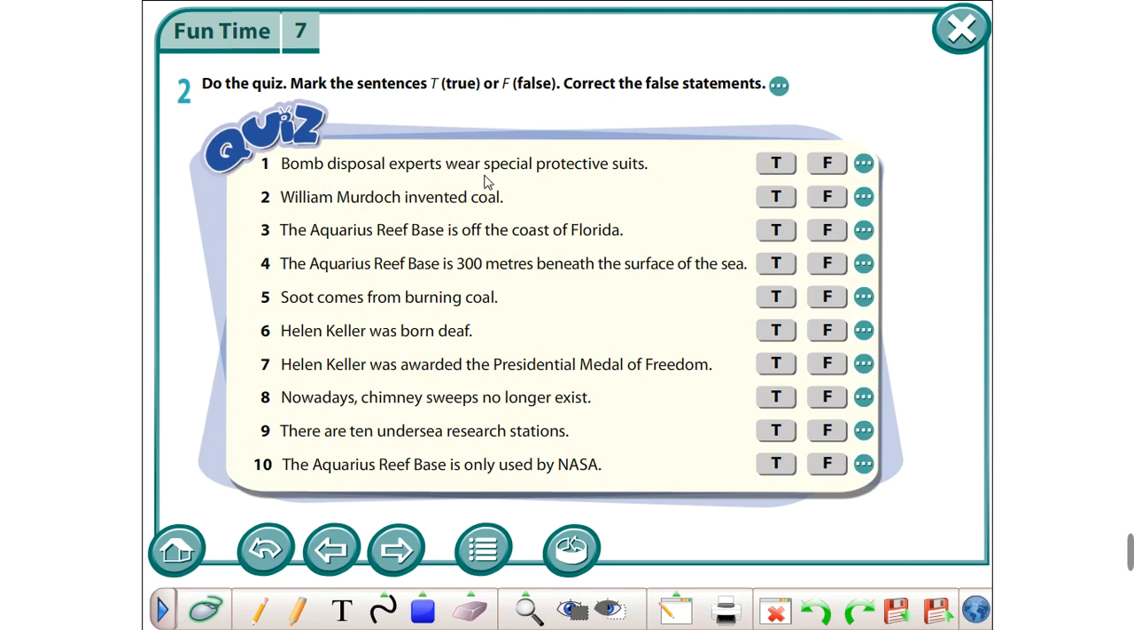Bomb disposal experts wear special protective suits. This is true. William Murdoch invented coal. This is false, and you have to correct it. He discovered coal gas burned brightly when lit.